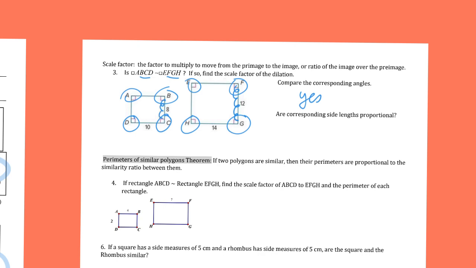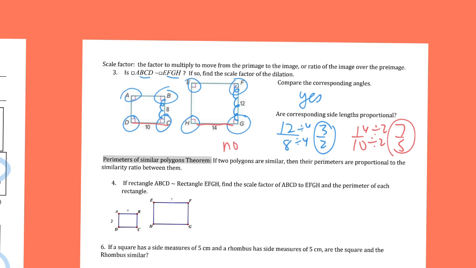Okay, let's do this. You do 12 over 8. We can reduce this by dividing by 4, and we get 3 halves. That would be the ratio of FG over BC. Then if we do the bottom two sides, like HG with this, the image over the preimage, we get 14 over 10. If you reduce that, we get 7/5. Ooh, those aren't the same. Because we have the same corresponding angles, that's true, but because the corresponding sides are not proportional in a mathematical way, the answer is no, they are not similar shapes. Both of those have to be true.